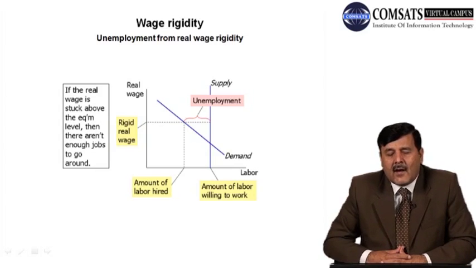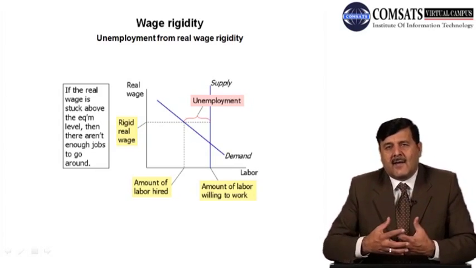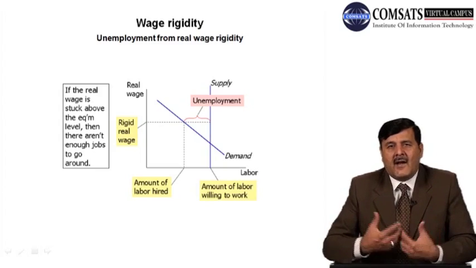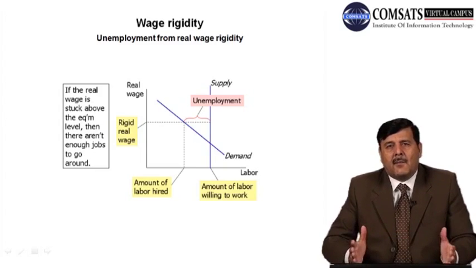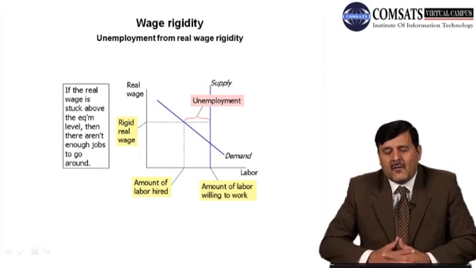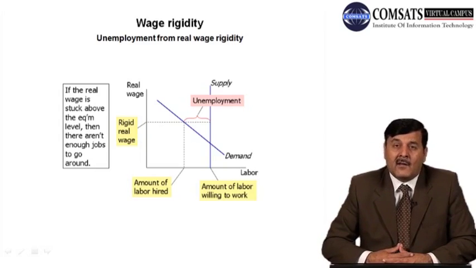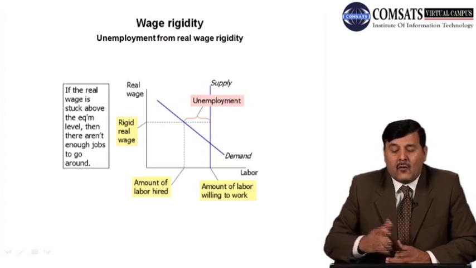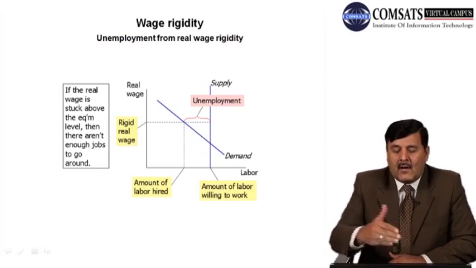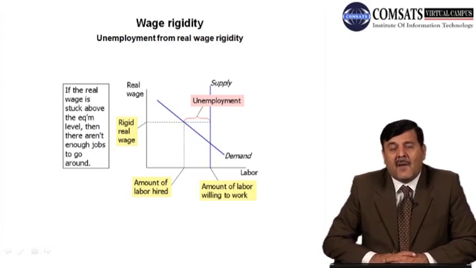Jab bhi kabhi hum market ki baat karte hain, to we need to discuss the supply and demand. So yahan pe, since we are talking about the labor market, we need to introduce the labor supply curve and the demand for labor curve. As in the beginning we have assumed that the labor L is exogenously fixed or given, so we have a vertical supply curve and we have a downward sloping demand curve, because there is inverse relationship between the real wages and the demand for labor.